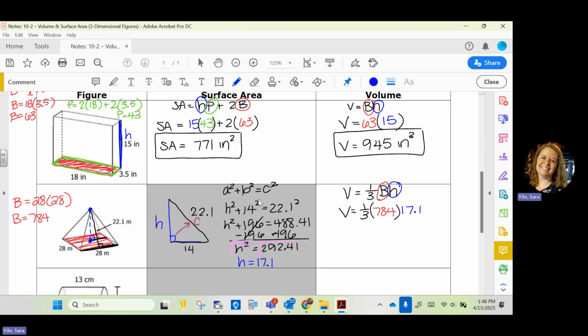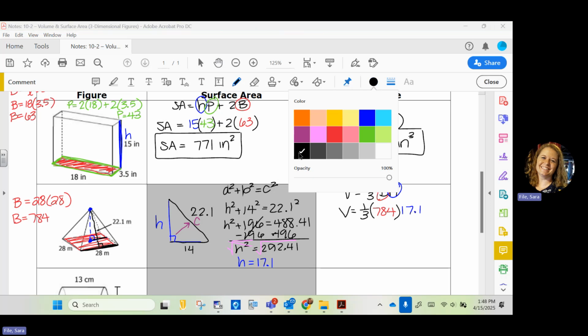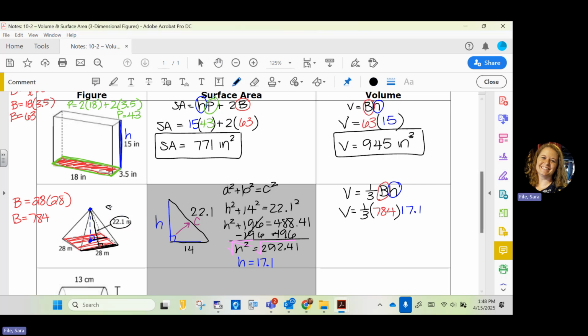Now, you're not going to have to do this extra work every single time. Sometimes when they label the pyramid, they will label this height up the center. If that is labeled, then you just plug it in. But if they label the slant height, and I'm going to label that here, this is the slant height, then you have to do Pythagorean theorem.